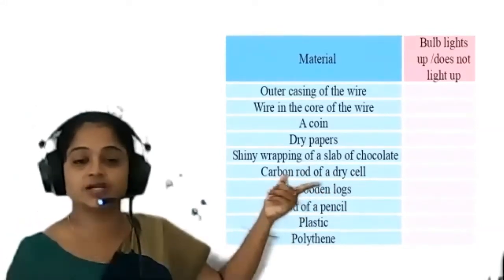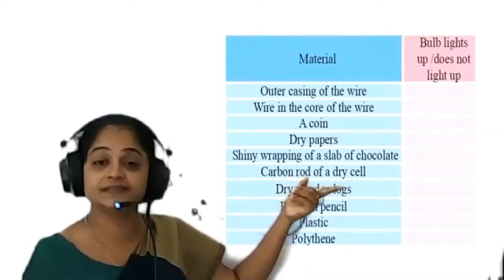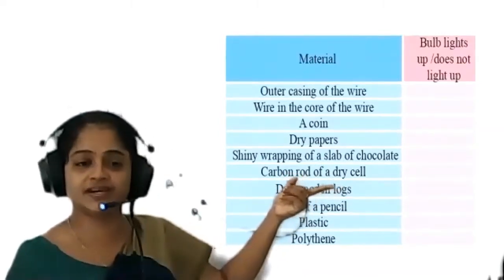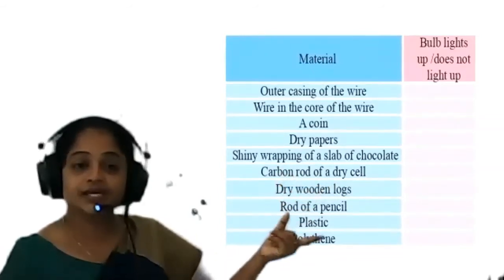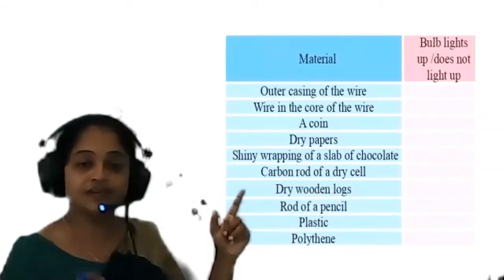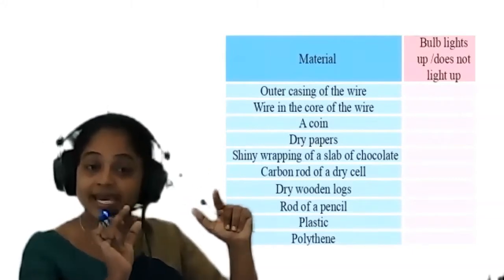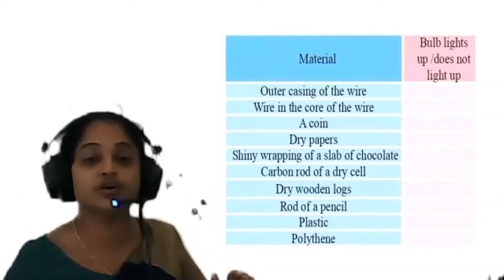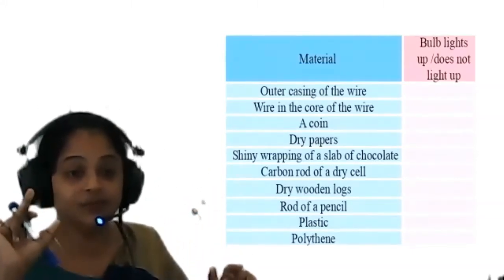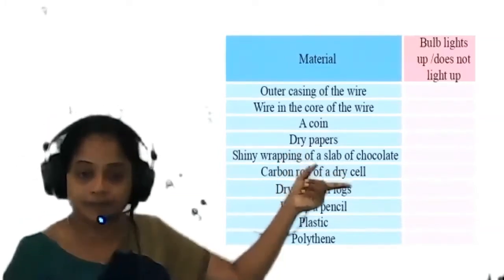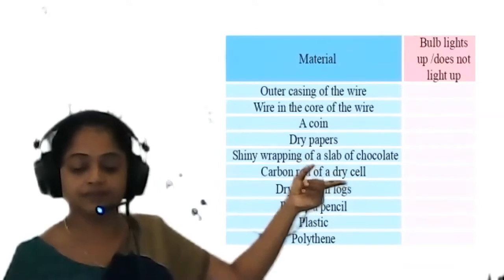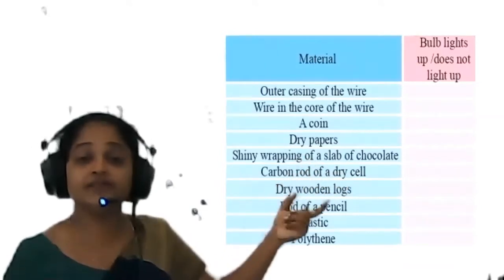Carbon rod of a dry cell. Lights up. This is a special thing. When we use the carbon rod of a dry cell to connect A and B, you can see the illumination of the bulb. So the bulb lights up.